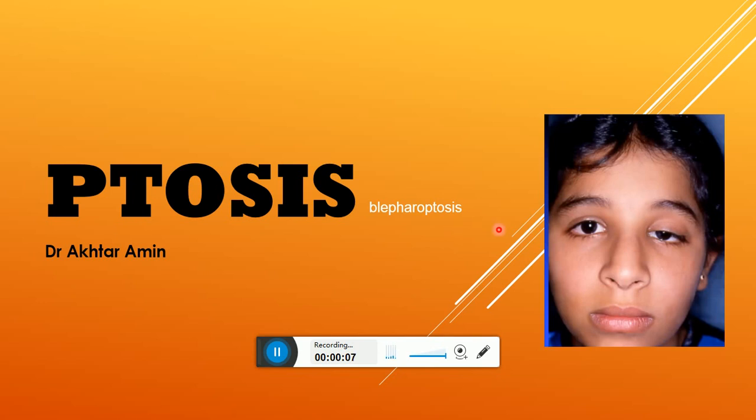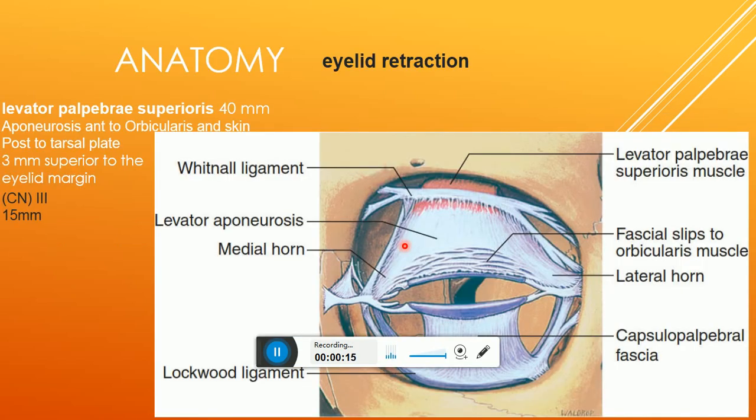Ptosis is an abnormal low position of the upper eyelid. It may be congenital or acquired. Before going into ptosis, we should know about the anatomy because this is important in the mechanism of ptosis and also the surgical correction of ptosis.